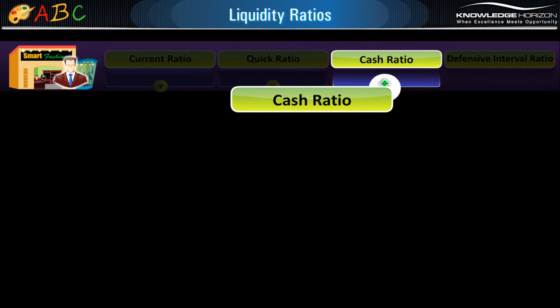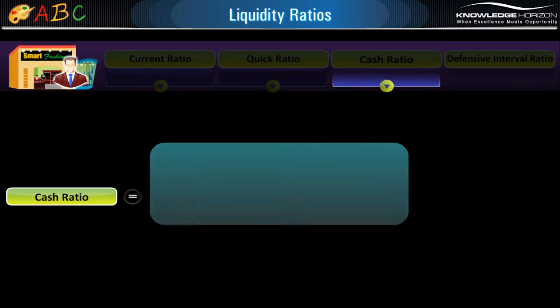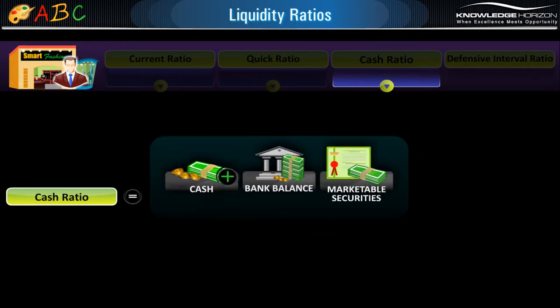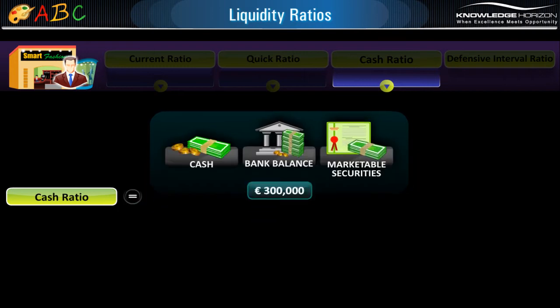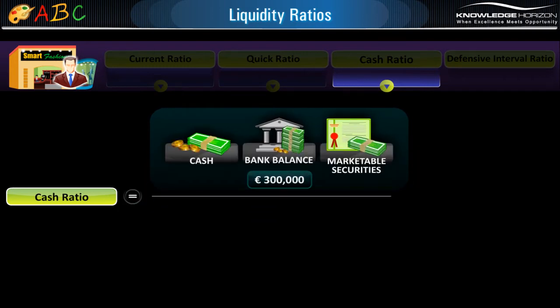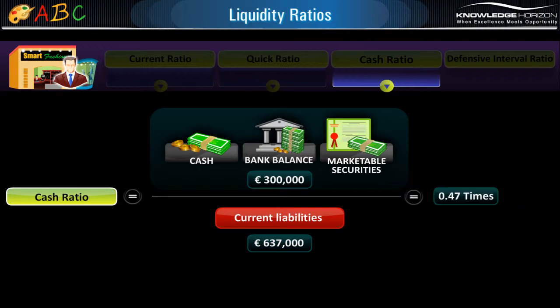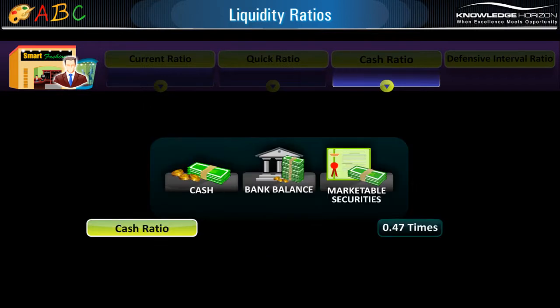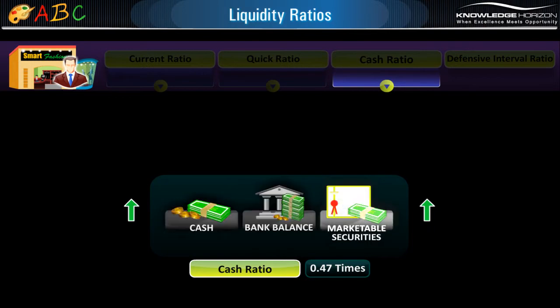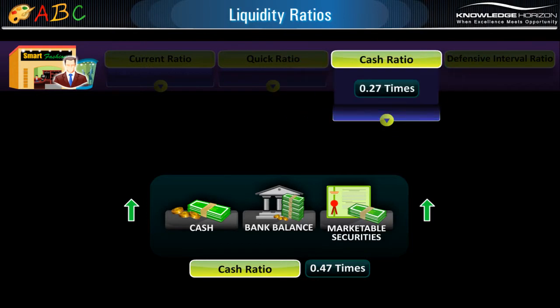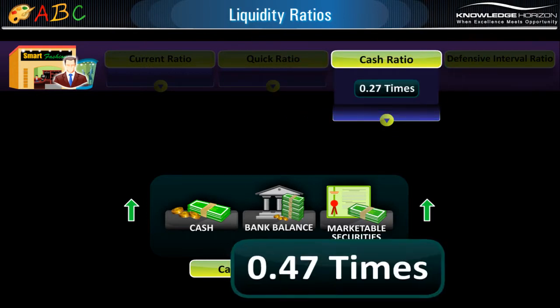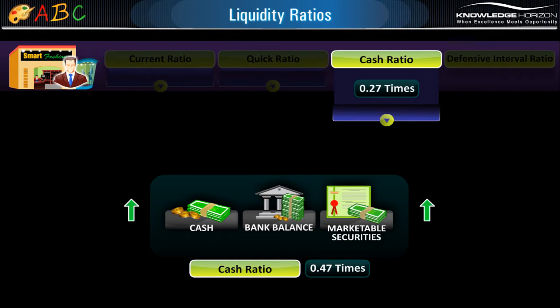The improved cash ratio of Smart Fashions will be cash and bank balance plus marketable securities of €300,000 divided by current liabilities of €637,000. This gives a cash ratio of 0.47 times. The increase in cash balance and marketable securities would have improved the cash ratio from 0.27 times to 0.47 times.